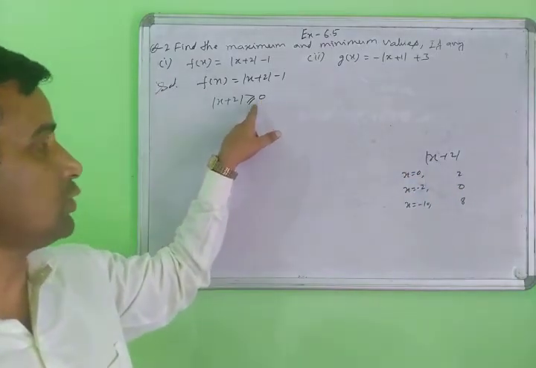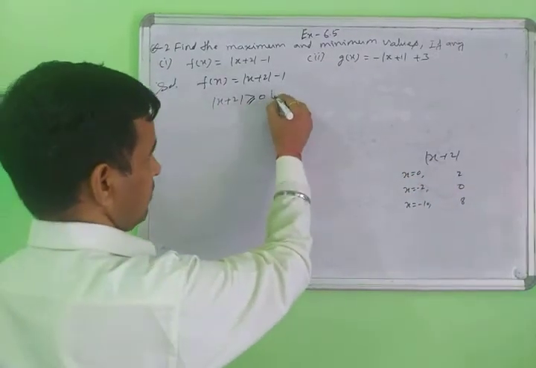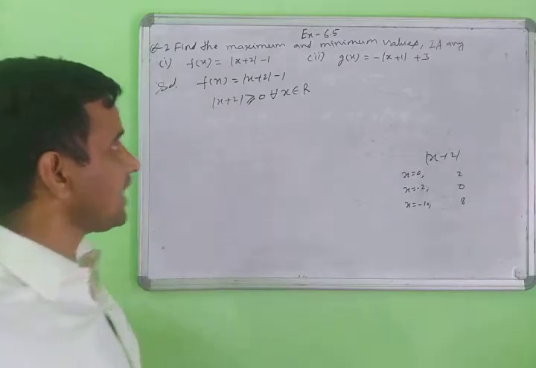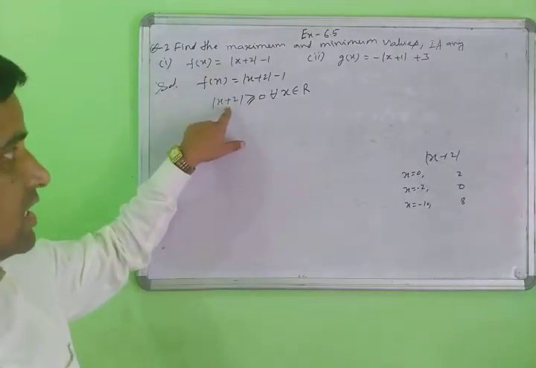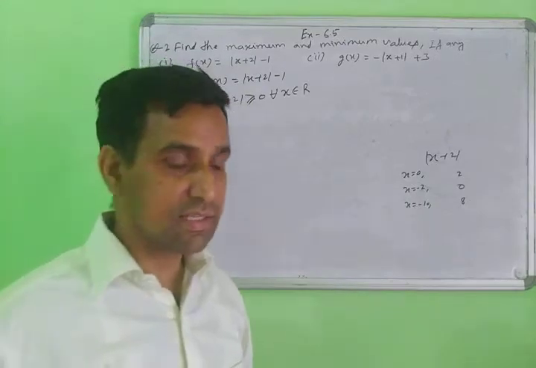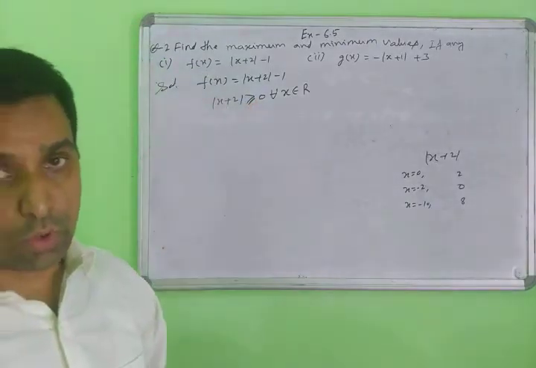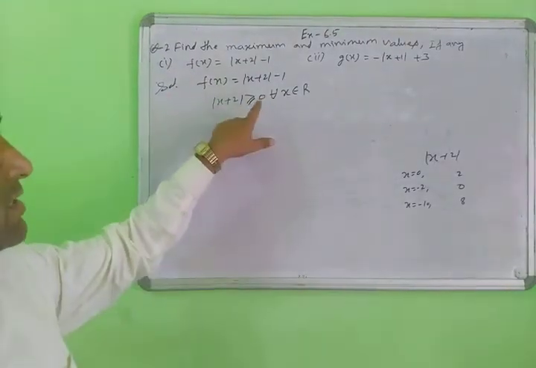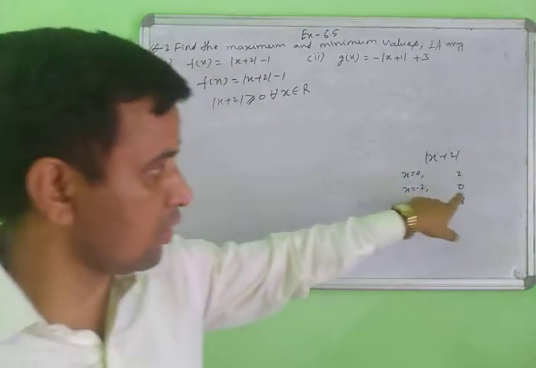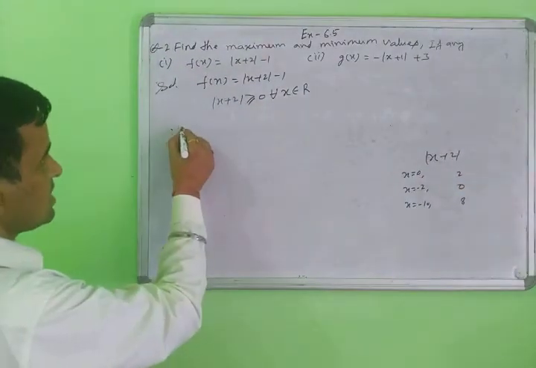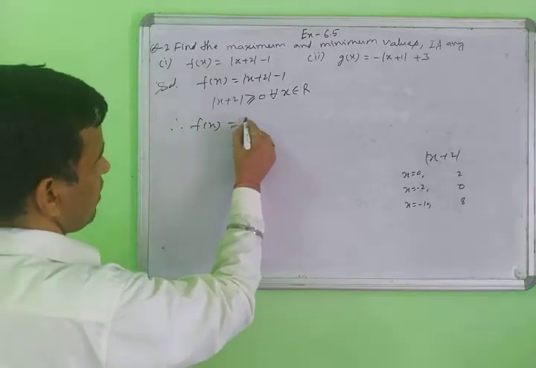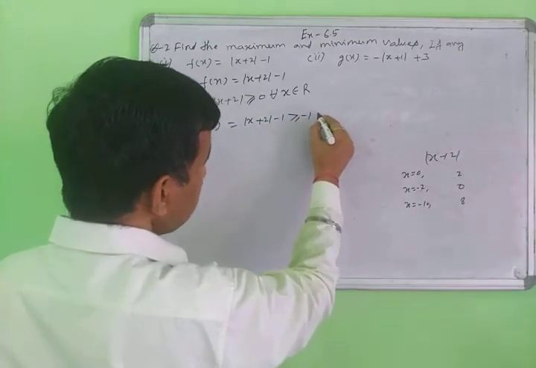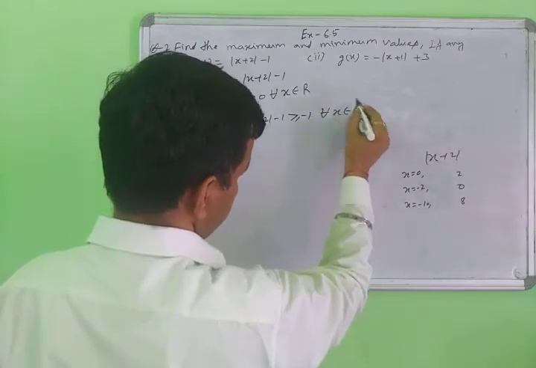So it is greater than or equal to 0 for every x belonging to R, for any real number. You put any real number in this modulus, the result will always be greater than or equal to 0, not a negative value. Therefore f(x) equals modulus of x plus 2 minus 1 is always greater than or equal to minus 1 for every x belonging to R.